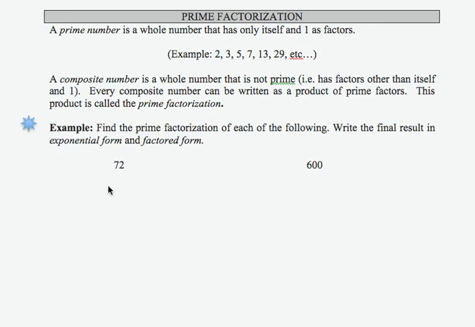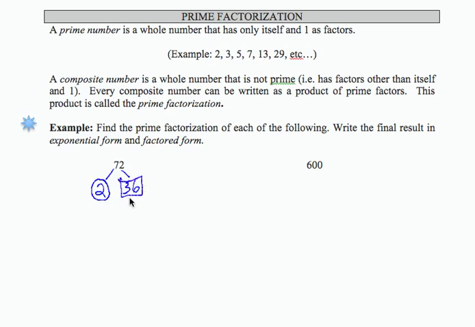So if I want to find the prime factorization of 72, I want to ask myself, what's the smallest prime number that will divide evenly into 72? And that is the number 2. So I'm going to start a factor tree. I'm going to put a circle around 2 because it's prime. 72 is 2 times 36. 36 is not prime, so that's going to get a rectangle.